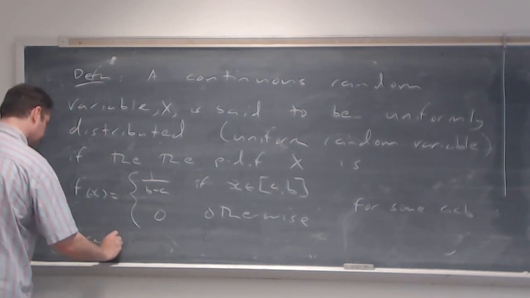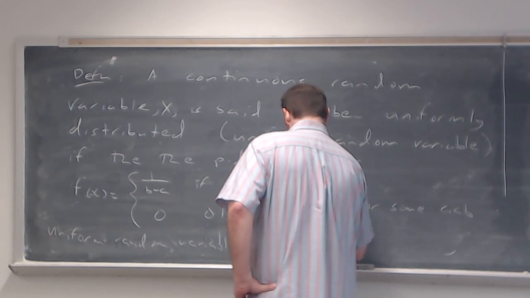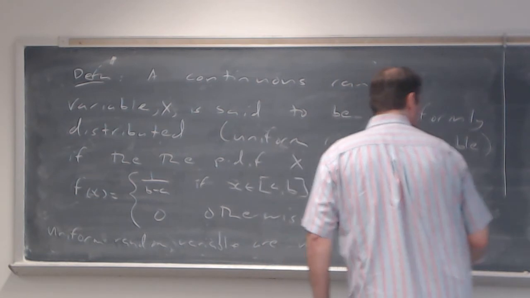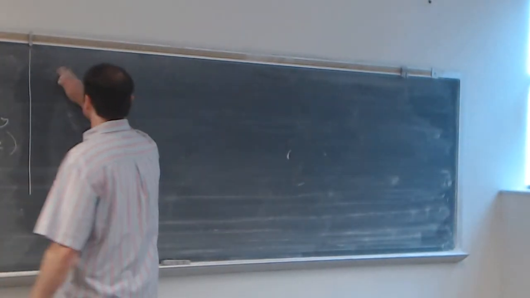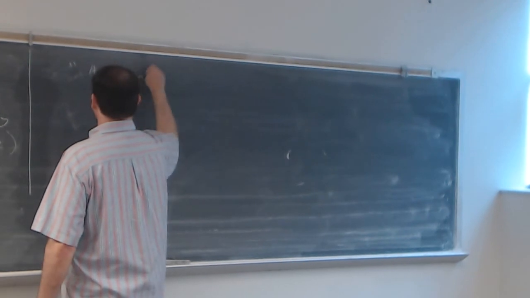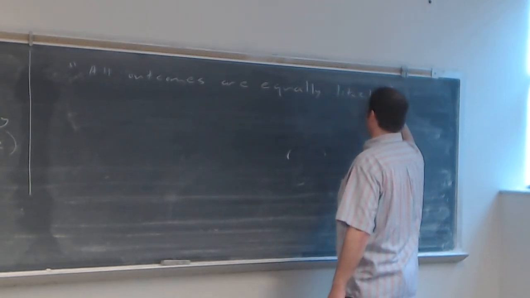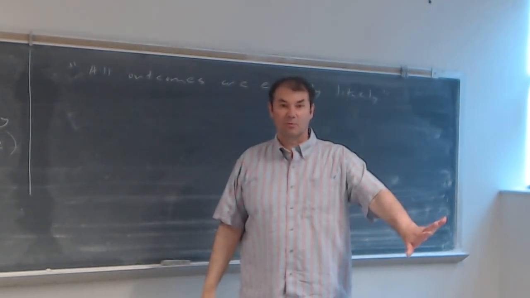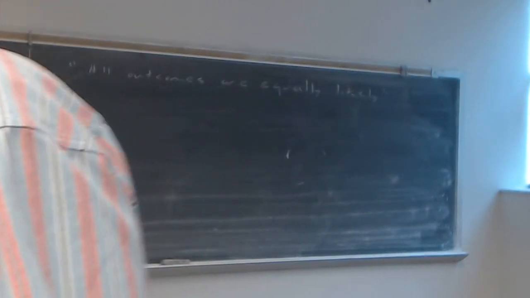Uniform random variables are used when, this is going to sound kind of funny, so this is kind of slang, all outcomes are equally likely. I mean, the probability of each individual outcome for a continuous random variable is zero no matter what. But this is what we say: everything is equally likely, each region of equal length.